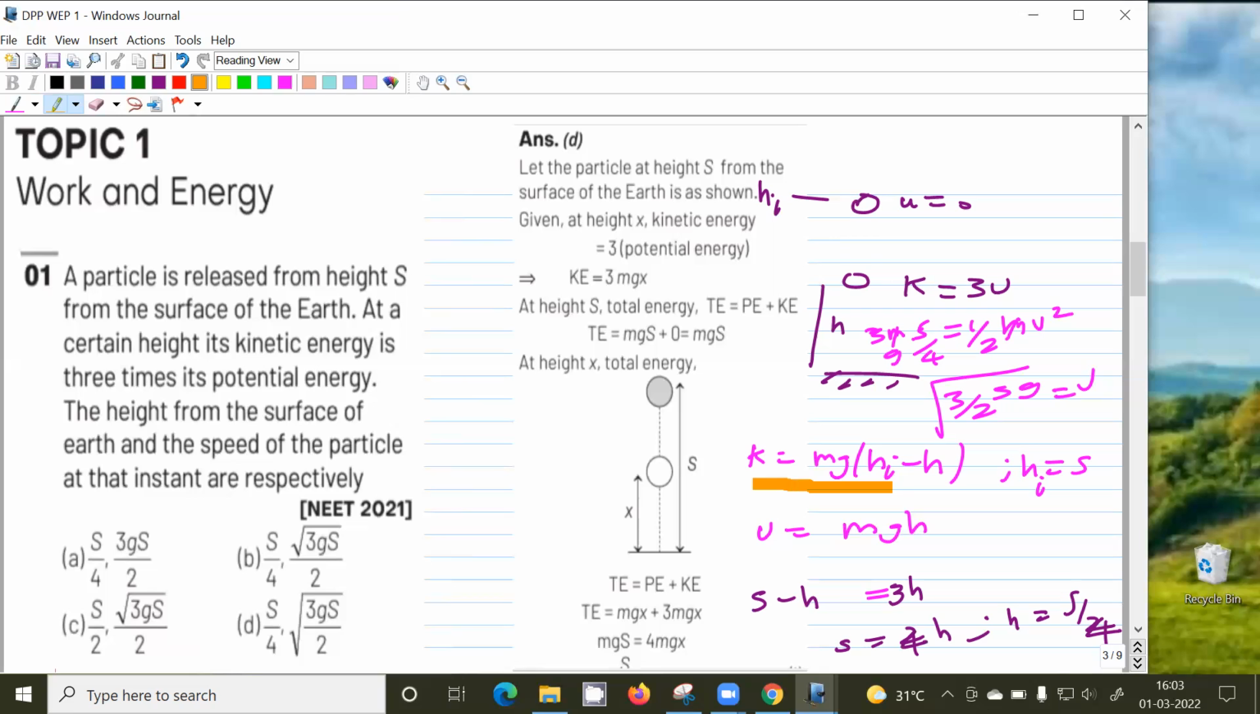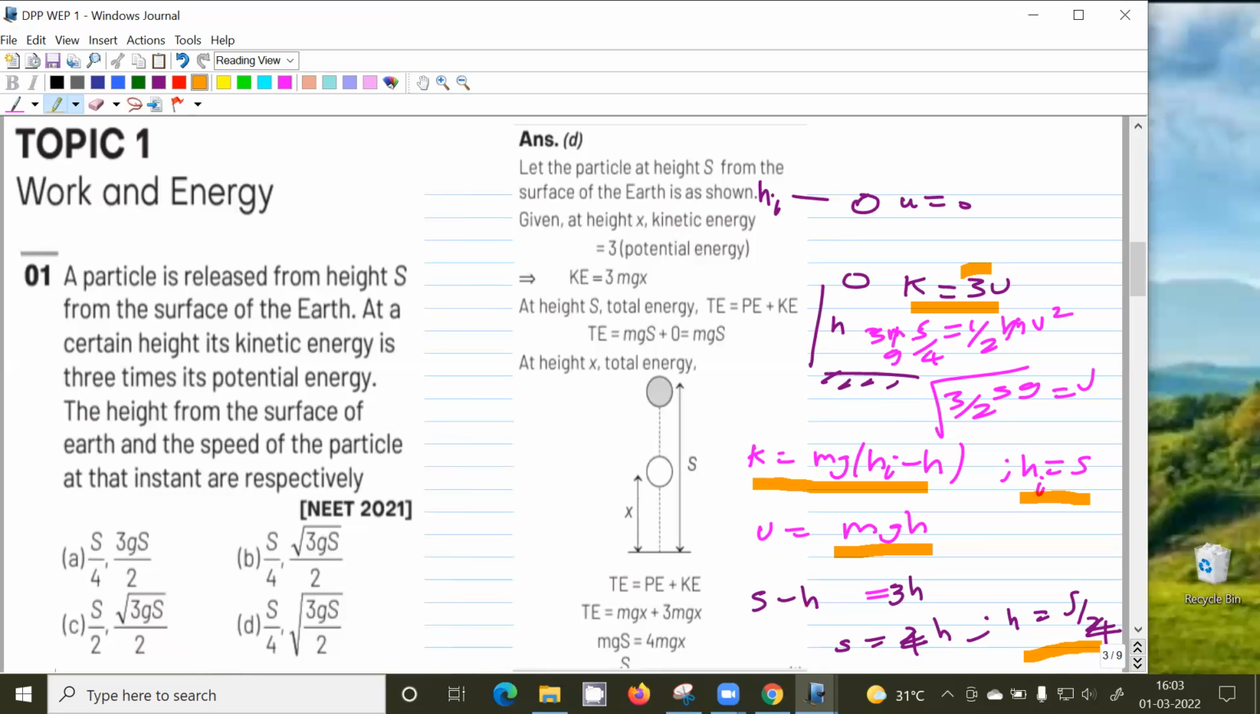Okay, so from this I get the kinetic energy. And the potential energy at this point is mgh. And he has given that K equal to 3U. This one you have to use. So hi is s. So s minus h equal to 3 times h. mg will cancel when I am equating these two. So s minus h equal to 3h. So it's 3U. So from this I'll get h as s by 4.